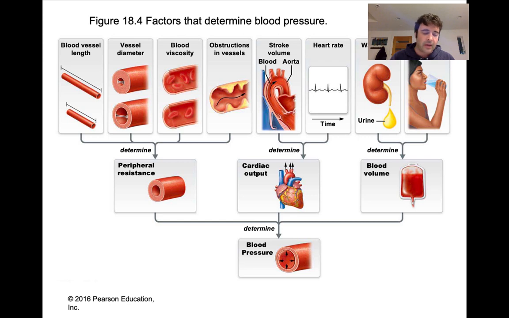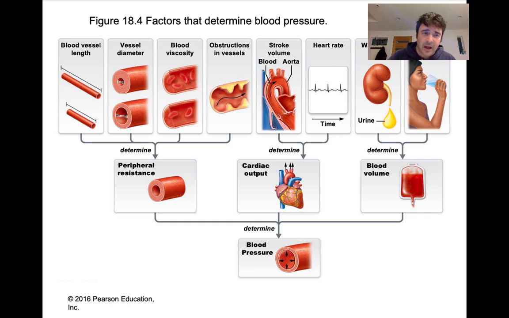So think about that. Think about what would happen if we had parasympathetic or sympathetic stimulation. Are we going to get positive or negative chronotropic effects, meaning is heart rate going to increase or decrease? And if heart rate increases or decreases and cardiac output decreases, that's probably going to decrease blood pressure.